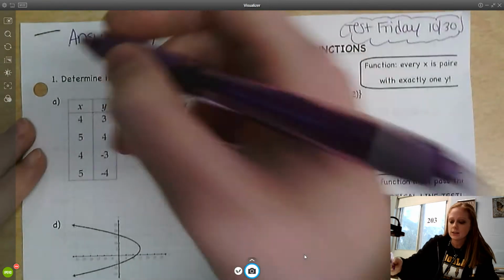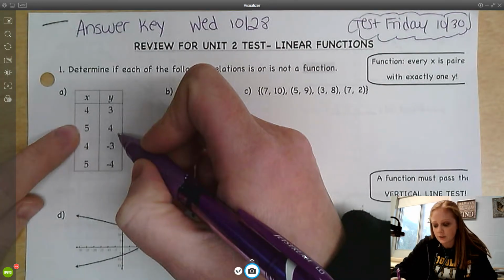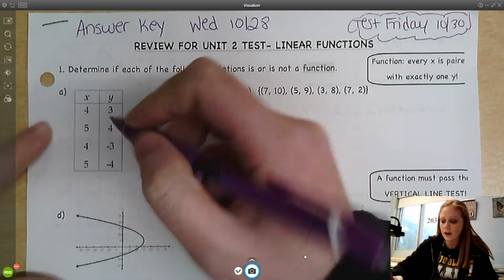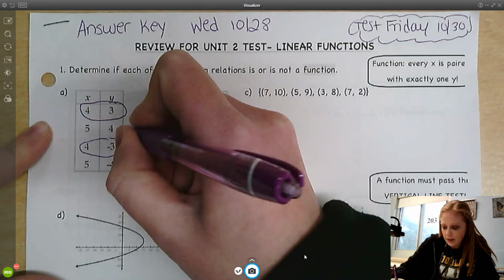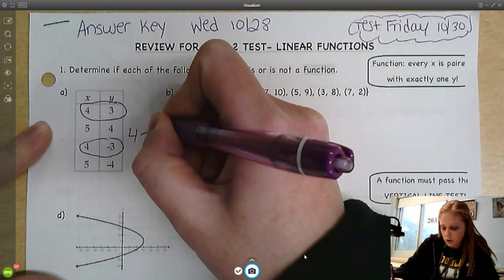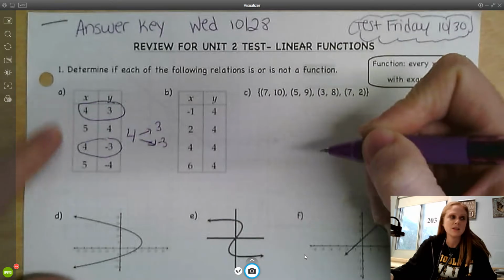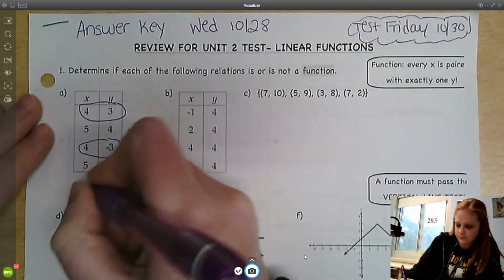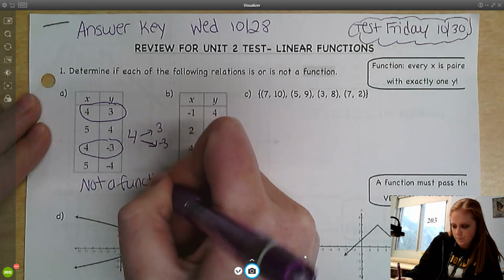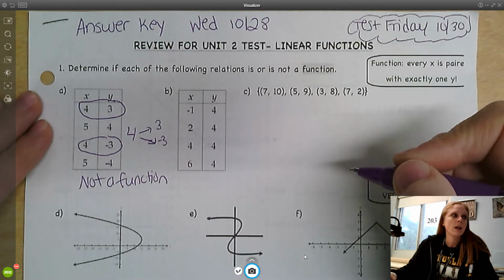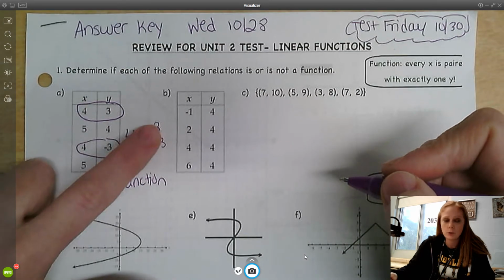So if we look at table A, we have an x of 4, an x of 5, an x of 4, and an x of 5. So this is our problem. You can't have an x of 4 going to a y of 3 and a y of negative 3. This is not allowed, so this is not a function. Again, the x's can't repeat. Each x has to be paired with only one y. This x is being paired with two different y's.